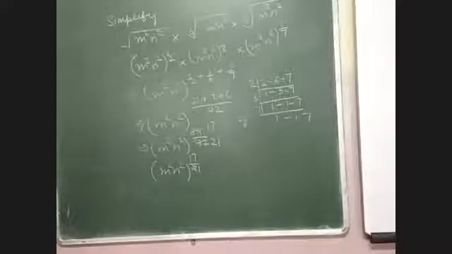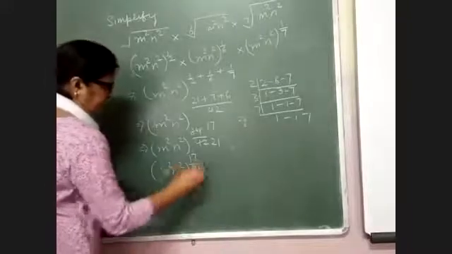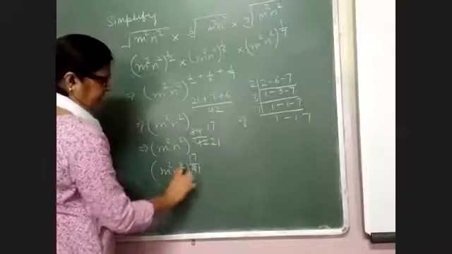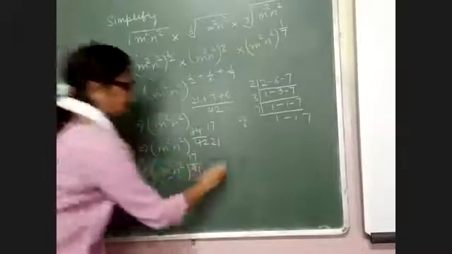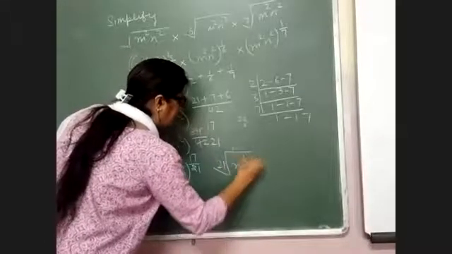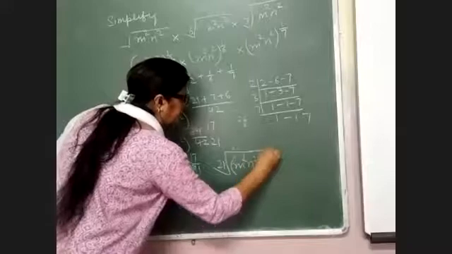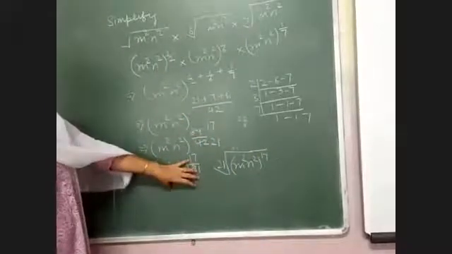Then how can you write this? You can write it as the 21st root of m square n square to the power 17. You can write it like this also. M square n square, the power becomes 17 upon 21. Okay, and this is the solution of this question.